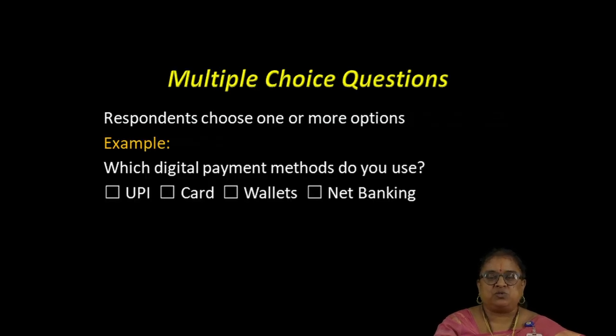Then multiple choice questions. This is a question asked of the respondents where more than two options can be selected. For example, which digital payment methods do you use? I already told you I use net banking, ATM card, UPI payment methods, and wallets. So I tick all 4 options. So here the number of responses can be more than the number of respondents.